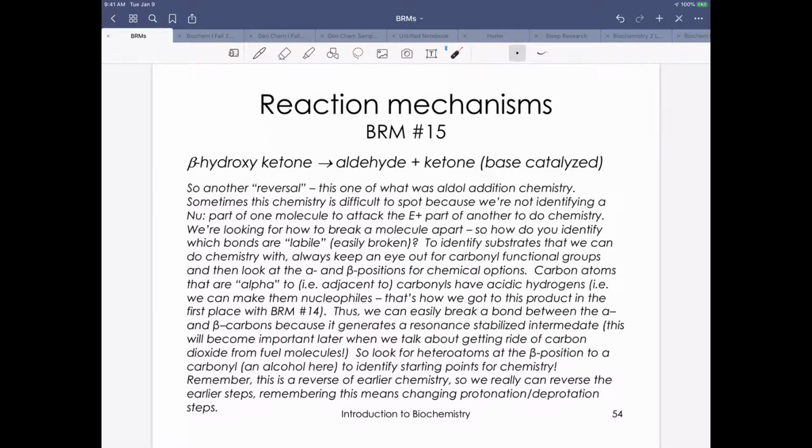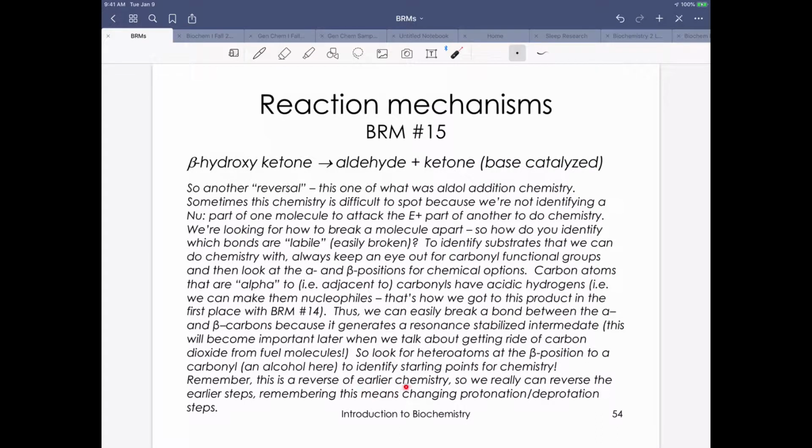Again, this is going to be chemistry that becomes really important later when we talk about getting rid of carbon dioxide from fuel molecules. And we'll revisit this in our applications after we do the mechanism. Again, so looking for heteroatoms at the beta position to a carbonyl. In the molecule that we're going to talk about here, this is a beta hydroxyketone, so it's going to be an alcohol functional group. That's going to be an important starting point for chemistry.